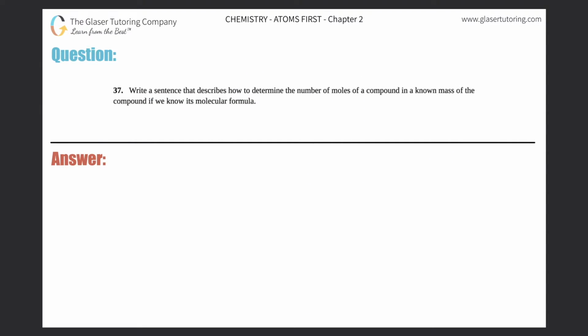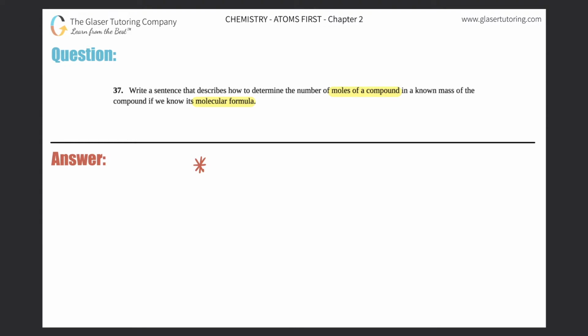Number 37. Write a sentence that describes how to determine the number of moles of a compound in a known mass of the compound if we know its molecular formula. Okay, so this is pretty much a theoretical question, but this relies heavily on you knowing one specific conversion factor. And I'm going to write the conversion factor up top here.